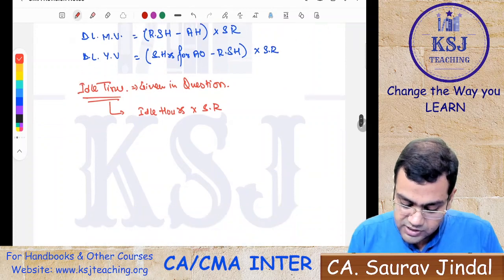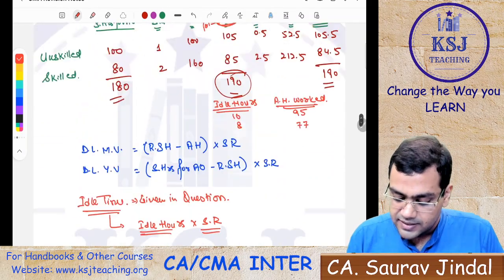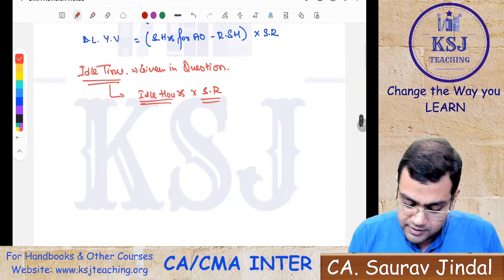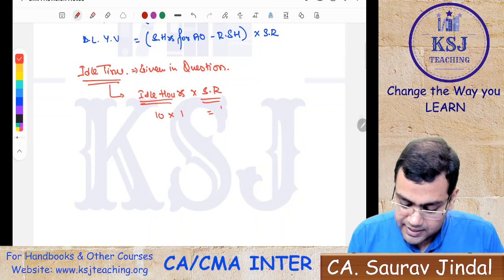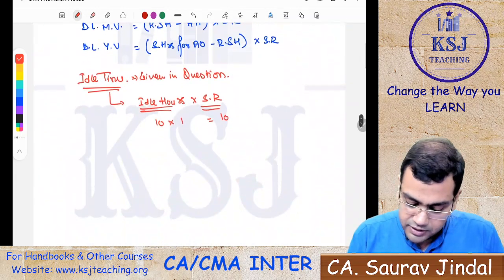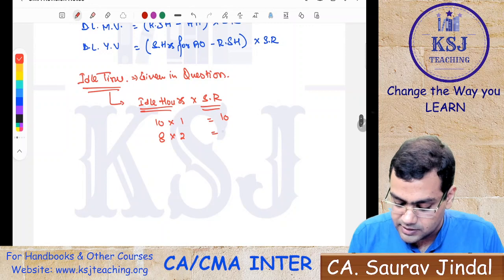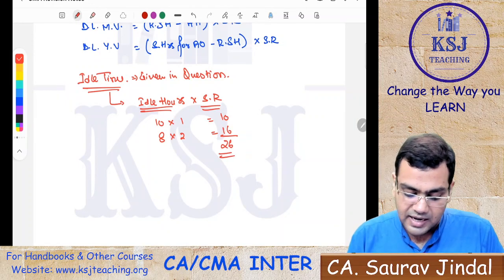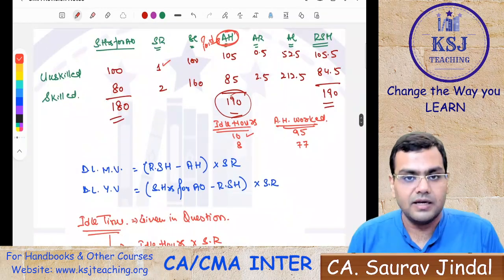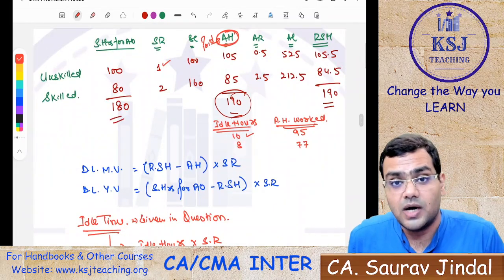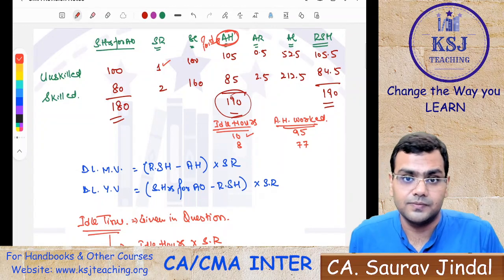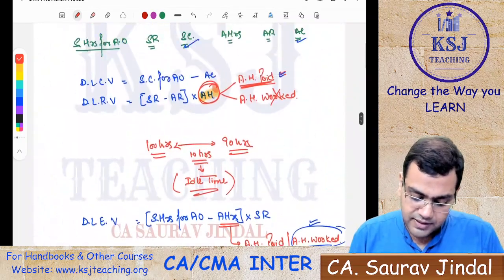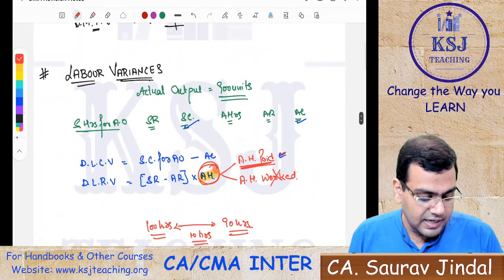Now, if it is asked to calculate the idle time variance, then how will you calculate it? Idle hours multiplied by standard rate: 10 multiplied by 1, that is 10, and 8 multiplied by 2, that is 16, total 26. This will be your idle time variance. Clear? This is how you have to treat idle time in case you have multiple types of labor, unskilled and skilled. So this is all about the labor variances.